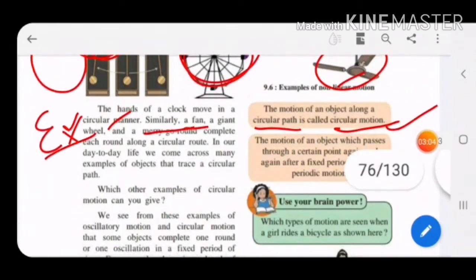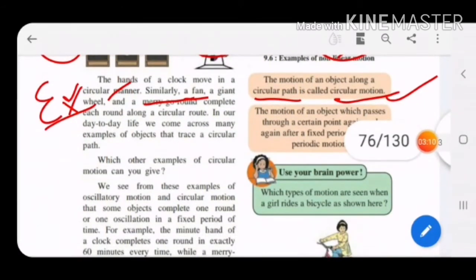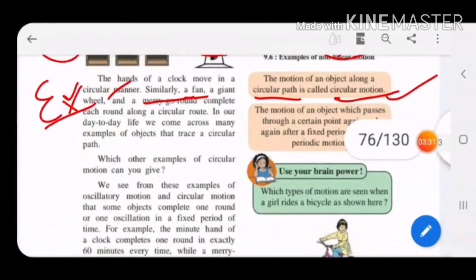In our day-to-day life, we come across many examples of objects that trace a circular path. Similarly, they are asking, children, which other examples of circular motion can you give? Children, you can give the wheel of any cycle or any vehicle. Any car wheel is always moving in a circular manner. A top, with which children are playing, moves in a circular manner. So these are some of the other examples of circular motion.